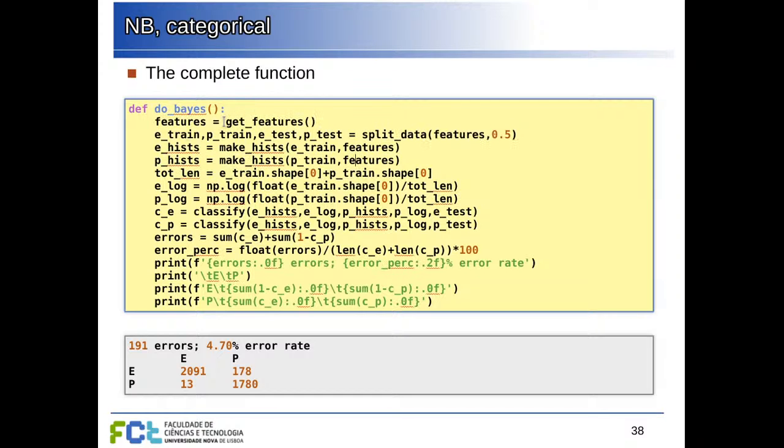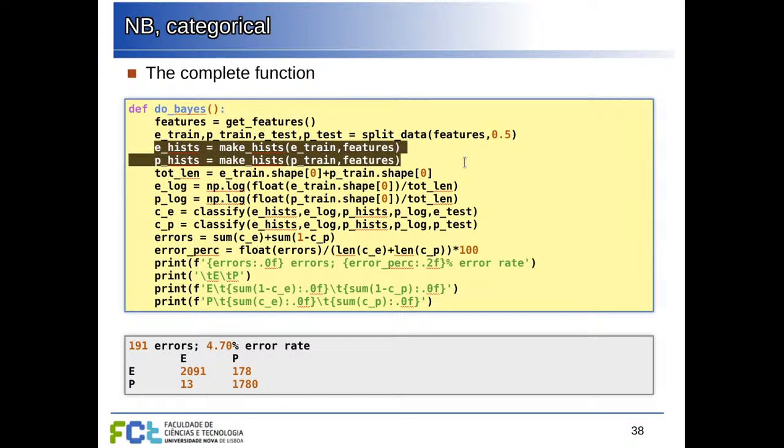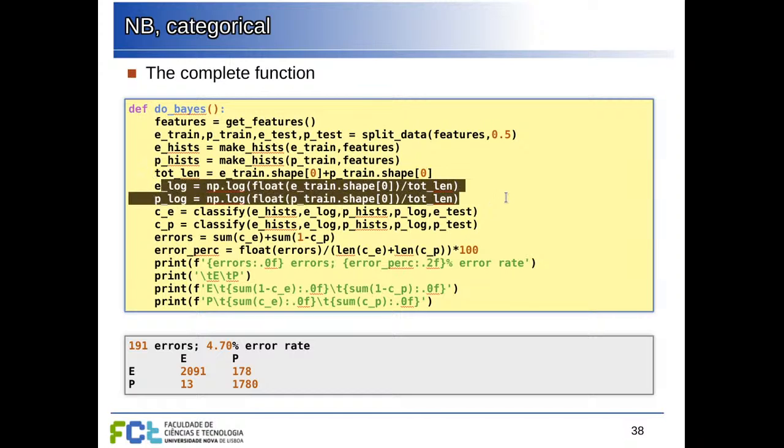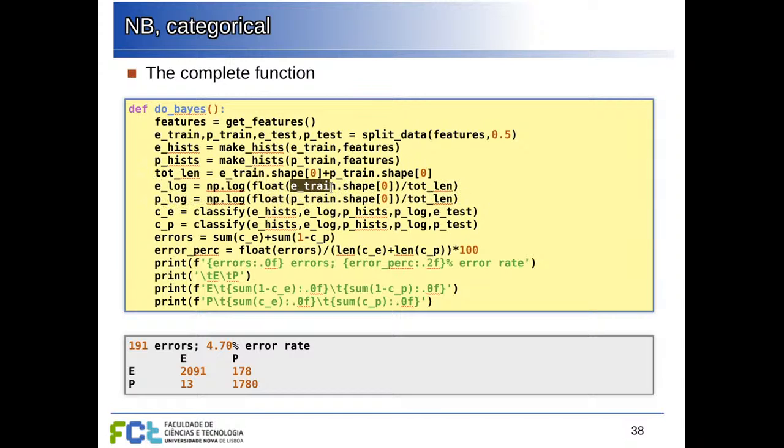So now we can put everything together: we get the features, we obtain the data, and we split into training and testing. We compute those probability distributions, those histograms, with the training data for the edible and for the poisonous mushrooms. We compute the prior probability, so this is just, we count how many edible mushrooms we have in our training data, and we divide by the total number of mushrooms, and the same thing for the poisonous mushrooms. And this gives us the prior probability of a mushroom being edible or poisonous. And now we're going to classify all the mushrooms, and we're going to compute the errors for the test set, for the edible and for the poisonous mushrooms.